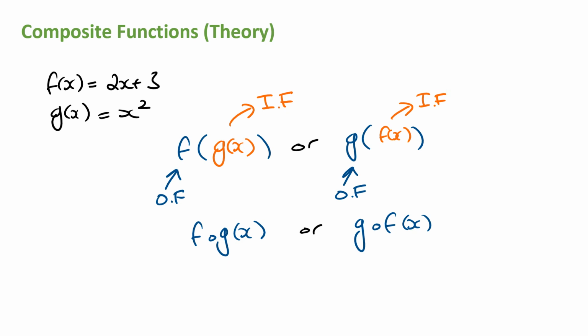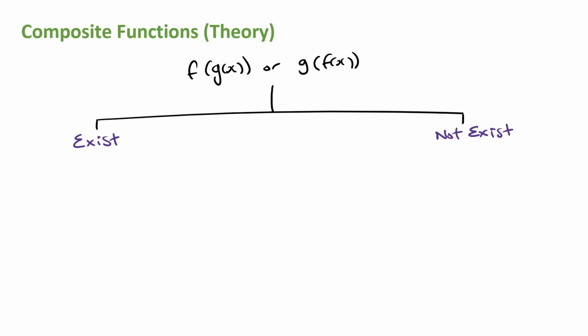One thing you need to note here is that f of g of x does not always equal g of f of x. A composite function, whether it's f of g of x or g of f of x, can either exist or not exist. So what does it mean for a composite function to exist or not to exist? For a composite function to exist, it means that the range of its inner function is equal to or a subset of the domain of the outer function.